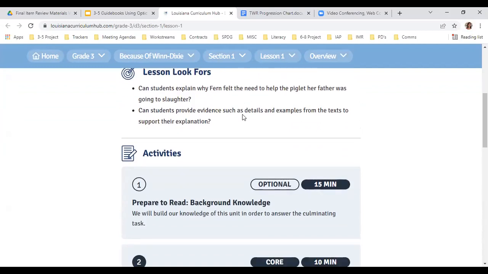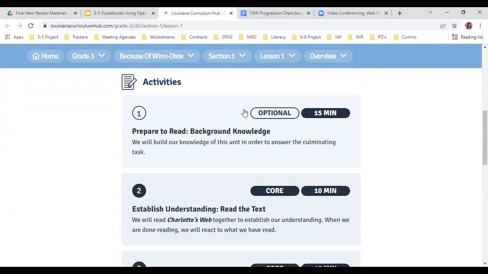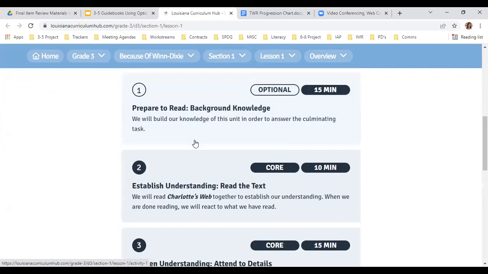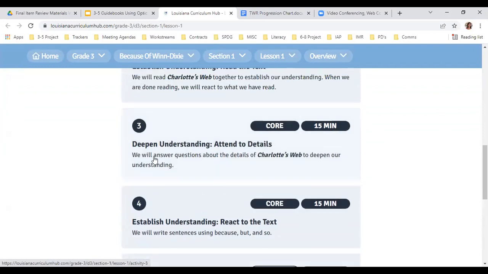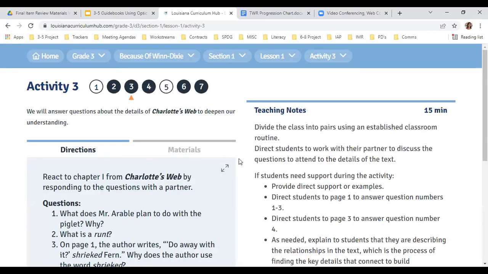So if we look, activity 1 is optional, and this activity builds background knowledge about humans and animals being friends. Activity 5 is optional, and this deepens students' understanding of Fern and Wilbur's relationship. Activity 3 includes specific page numbers to refer to for specific evidence. We know it's very important for our students to be citing their evidence, so they're getting additional practice here with that. And then in activity 3, it also suggests the use of conversation stems and the discussion reference guide.